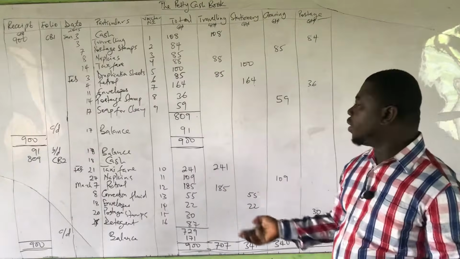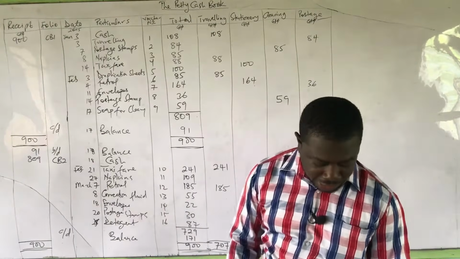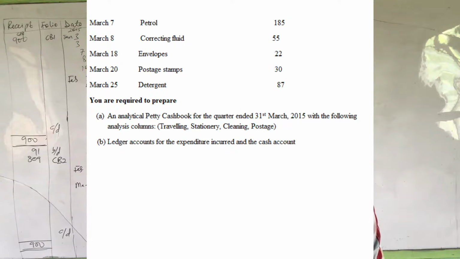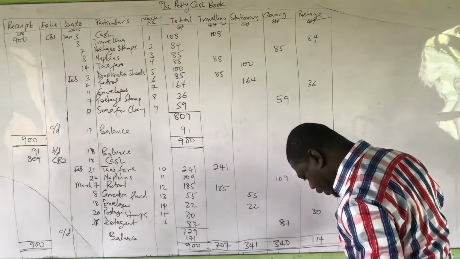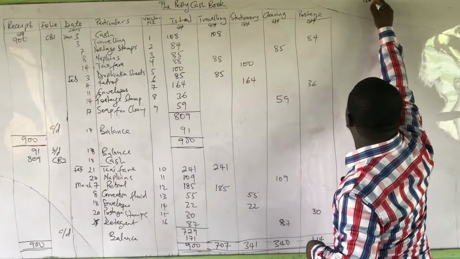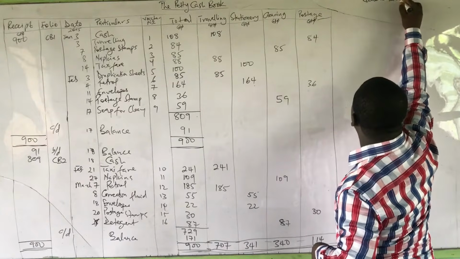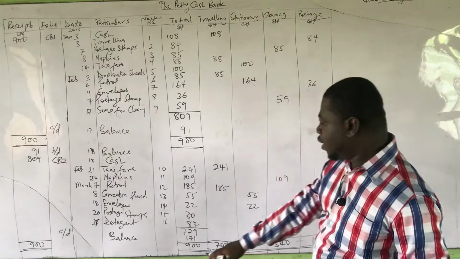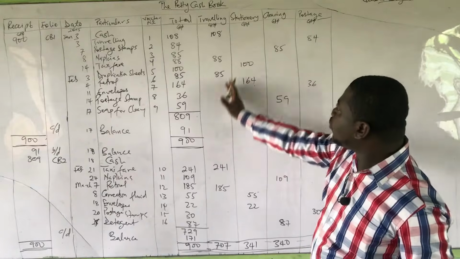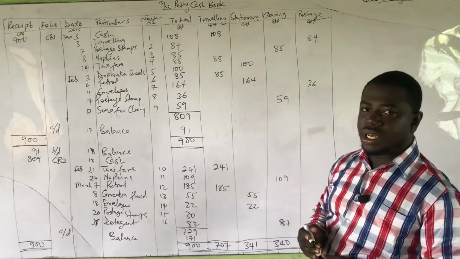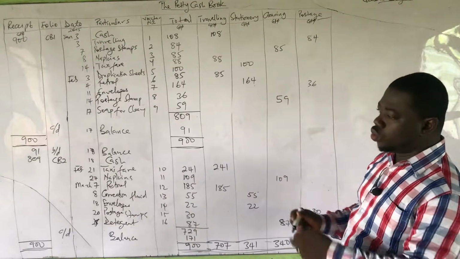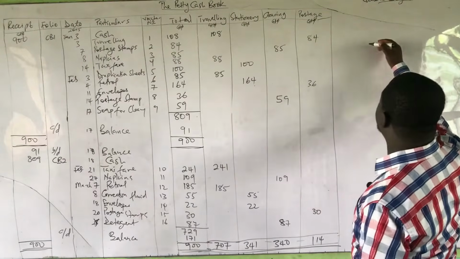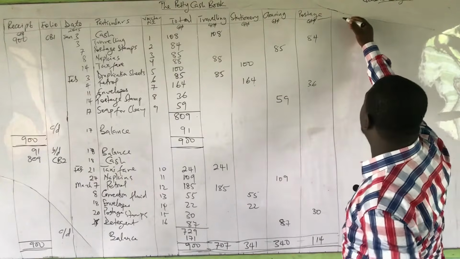Okay. After this, the next requirement is that we should prepare the ledger account for the expenditure incurred and the cash account. So we are going to show the ledger accounts in the general ledger. So if this is my general ledger, I'm going to show accounts for each of these: traveling, stationery, cleaning, and postage. I'll show 4 accounts for each of them, and then I'll also show the cash account to show how the floats were received. So let me begin with the first one, traveling.